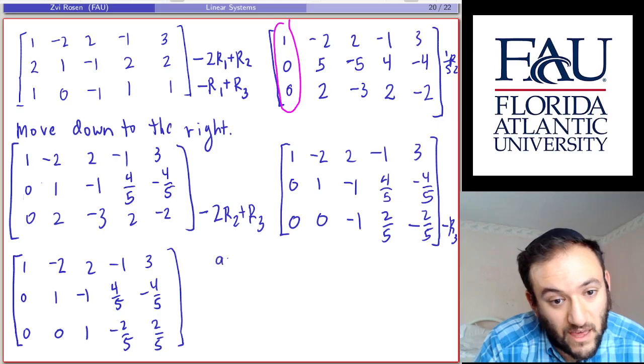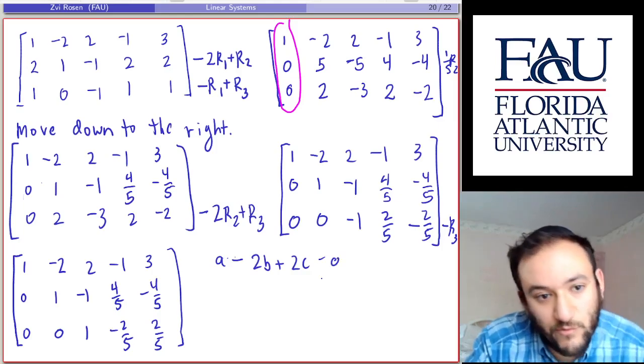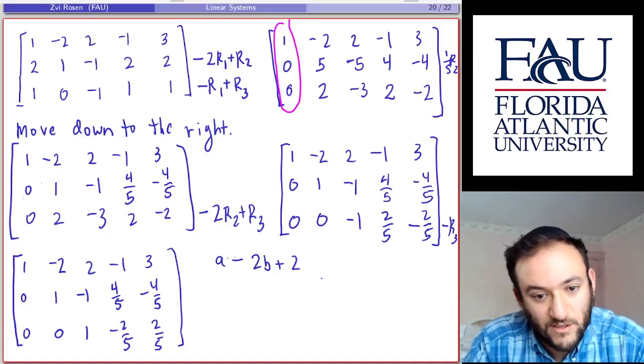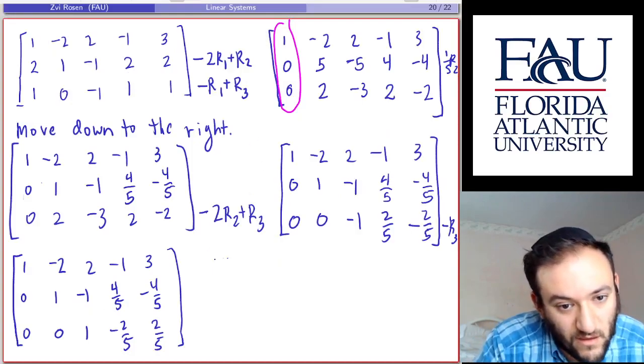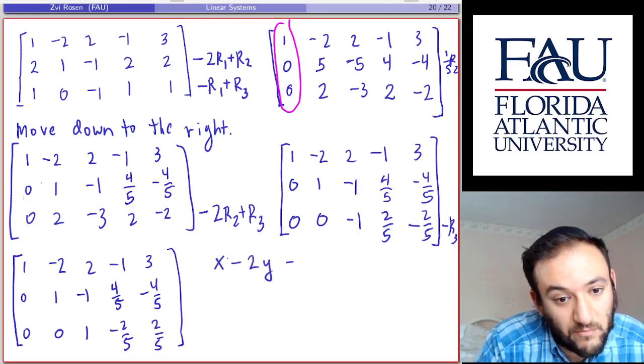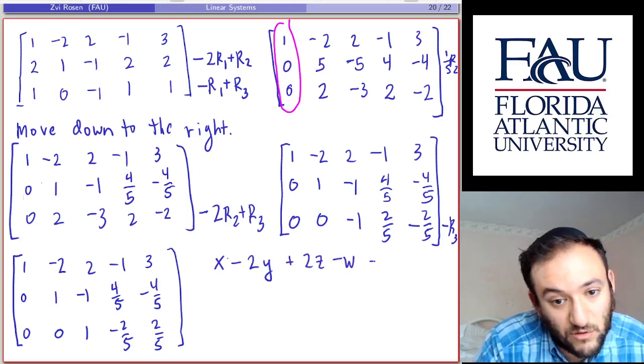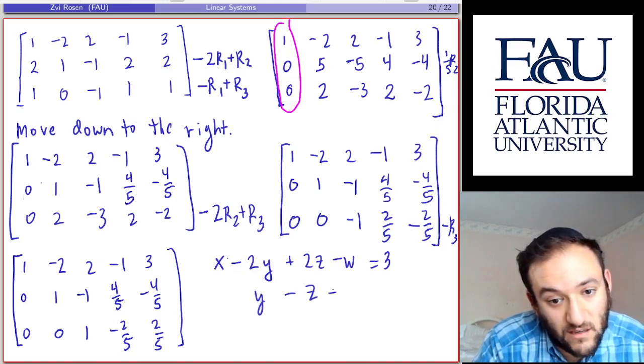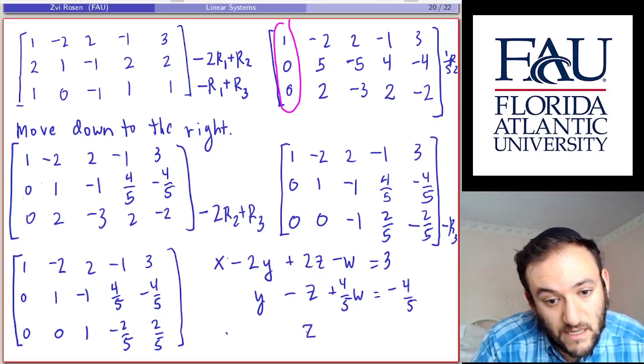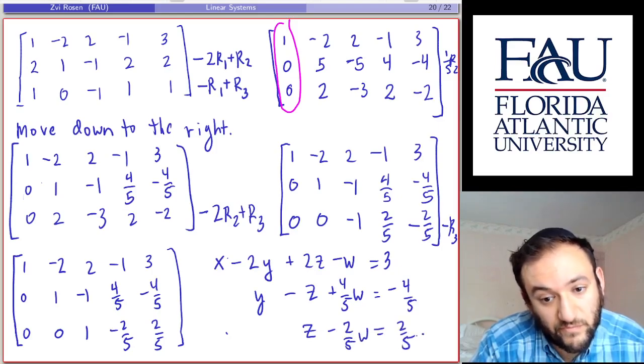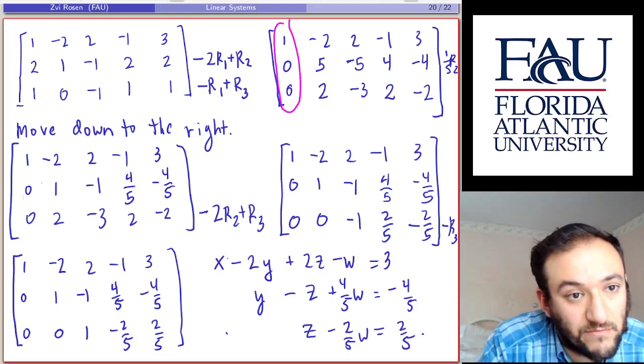Okay? And now if we want to turn this into a system of equations, what we have is a minus 2b plus 2c minus d. Oh, sorry, no, we started with variables. These are x, y, z, w. So let's use those. x minus 2y plus 2z minus w equals 3. Then we have y minus z plus 4/5 w equals minus 4/5. And z minus 2/5 w equals 2/5.